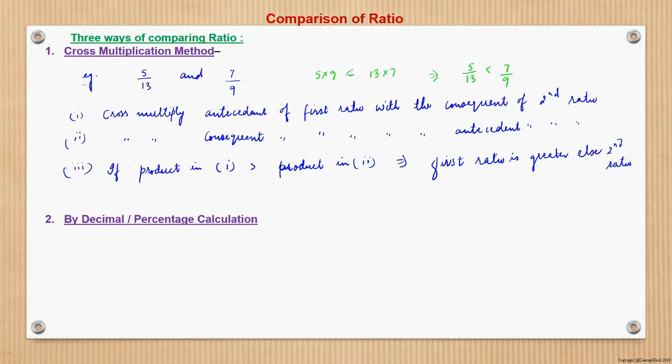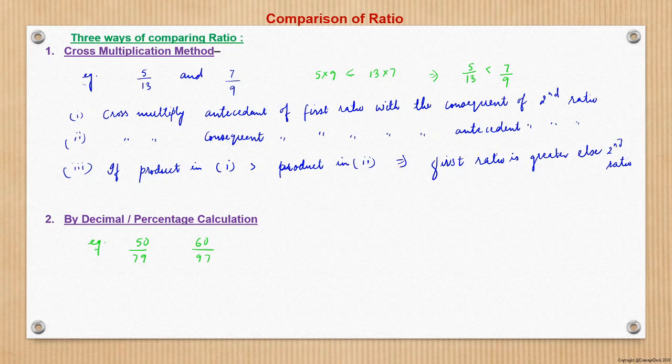However, its use is limited when the ratios are of a larger order, say 3-digit or 4-digit numbers, or even 2-digit numbers. Multiplying those may be a bit tedious and time consuming. So in that case, we may look at the second approach, decimal or percentage calculation. For that, let's see an example. Say the example is 50 upon 79 and 60 upon 97.